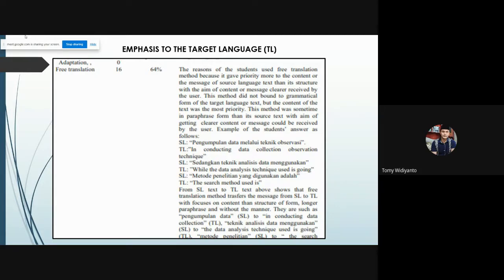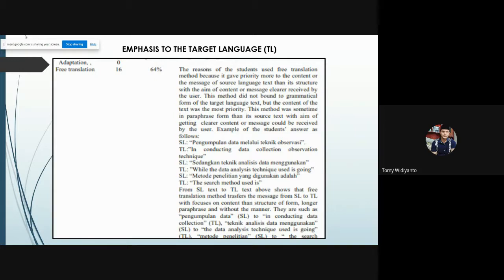And the example is from the source language, pengumpulan data melalui teknik observasi, which can be translated into the target language as in conducting data collection observation technique. And then the other example is sedangkan teknik analisis data menggunakan, which can be translated into the target language as while the data analysis technique used is going. And the other one is metode penelitian yang digunakan adalah, to be the research method used is. Okay, and so on.